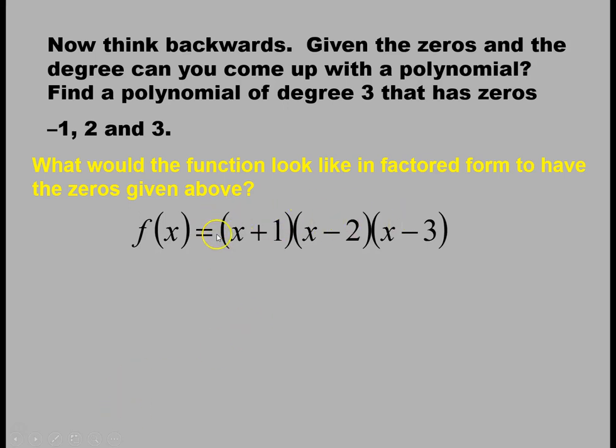Now, I could also put any coefficient in front of here that would give the same zeros. It would just either change whether the graph had an upward trend or a downward trend, or how far it stretched up and down. But these would be the 3 factors that would correspond with those 3 zeros.